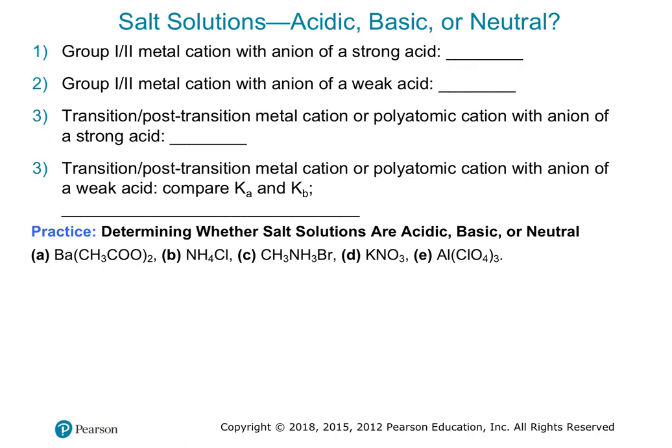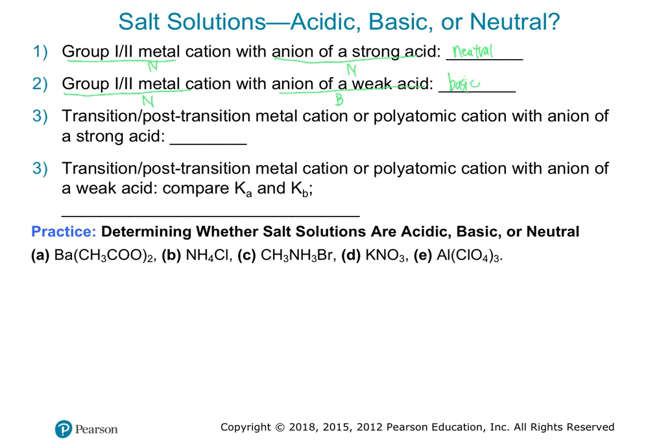Okay, so in general, if I have a group 1 or 2 metal, we know that is neutral. And if it came from an anion of a strong acid, that is also neutral. So I'll have a neutral solution. If I have a group 1 or 2 metal cation, again neutral, with an anion of a weak acid, that's basic. Remember, weak acids make weak bases. So this will be a basic solution.